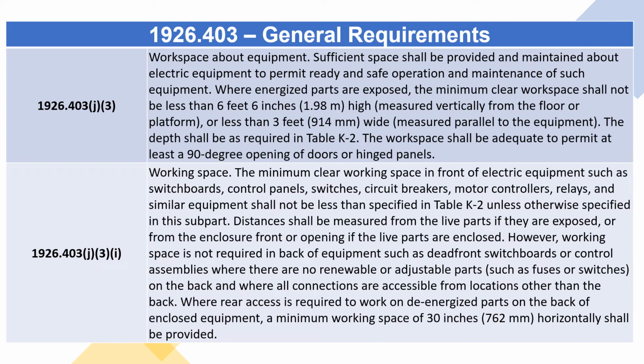1926.403(j)(3) Workspace about equipment. Sufficient space shall be provided and maintained about electric equipment to permit ready and safe operation and maintenance of such equipment. Where energized parts are exposed, the minimum clear workspace shall not be less than 6 feet 6 inches (1.98 meters) high, measured vertically from the floor or platform, or less than 3 feet (914 millimeters) wide, measured parallel to the equipment. The depth shall be as required in Table K2. The workspace shall be adequate to permit at least a 90-degree opening of doors or hinged panels.